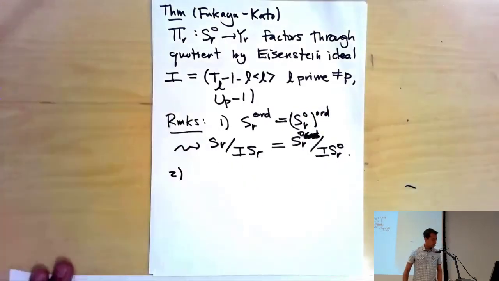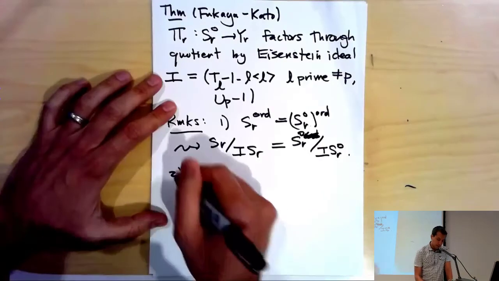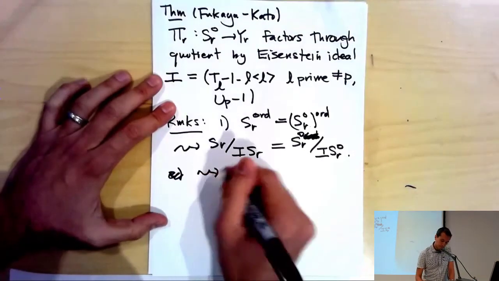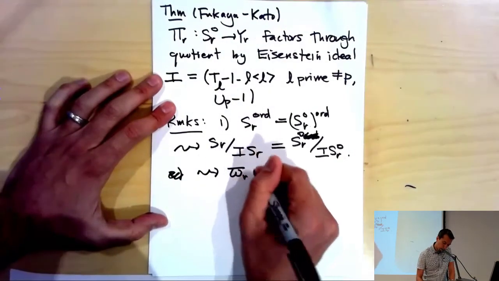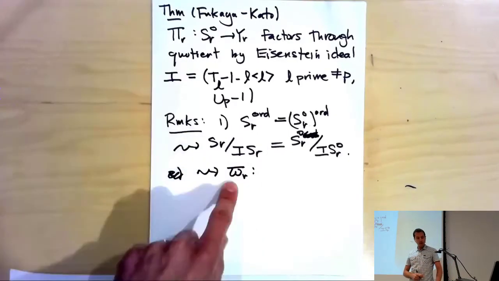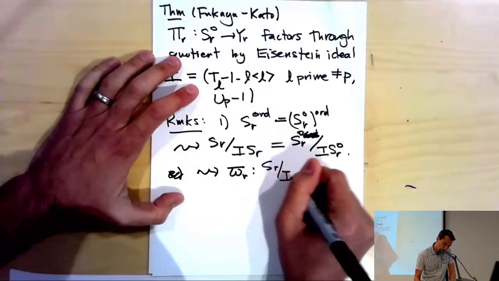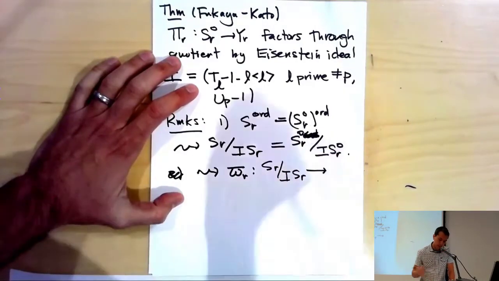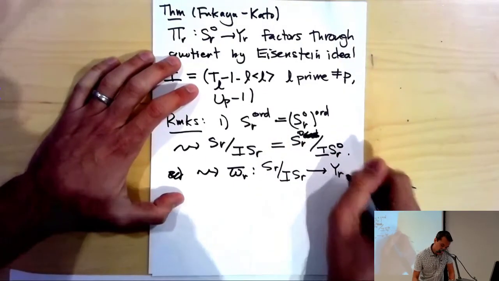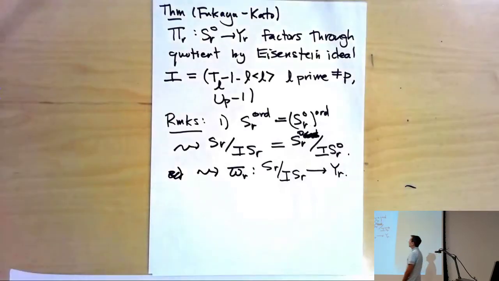The second is that this gives us a map, which I'll call by a different letter. This capital pi r factors through this lowercase pi r, which is S_r mod I S_r, by their theorem to Y_r. So now we have a map like that.